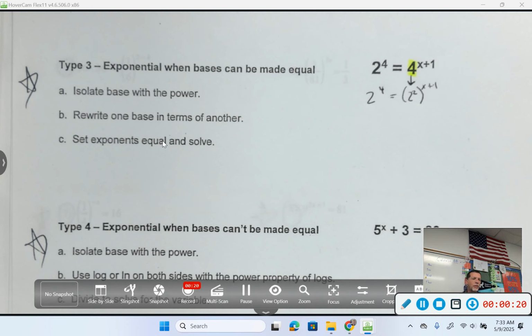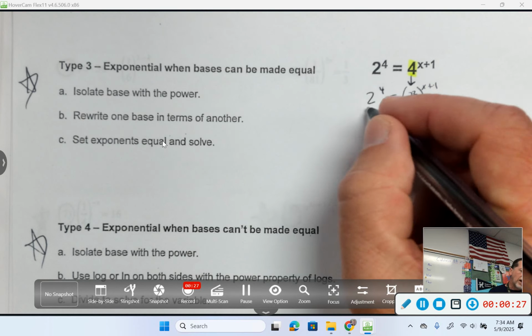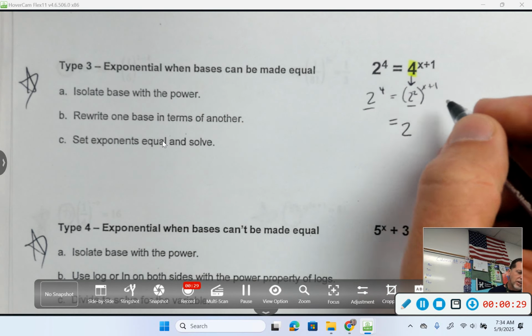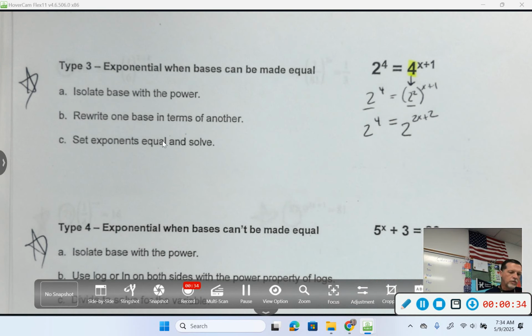So, Megan, answer that question. Why would you replace a perfectly good 4 with 2 squared? So that is like equal to each other. Good. So now the bases are equal to each other. So 2 to the 2x plus 2 equals 2 to the 4th.